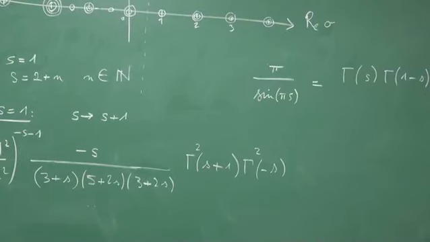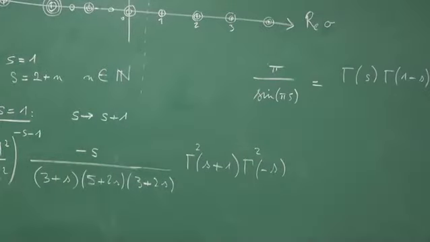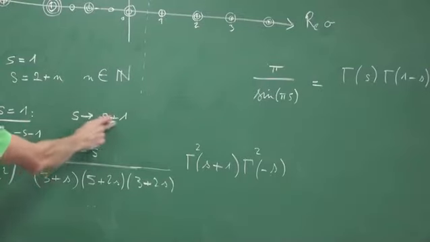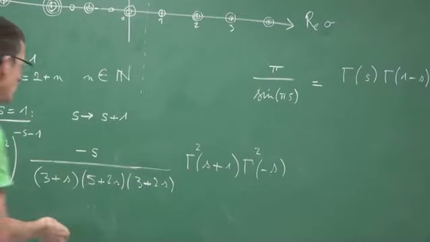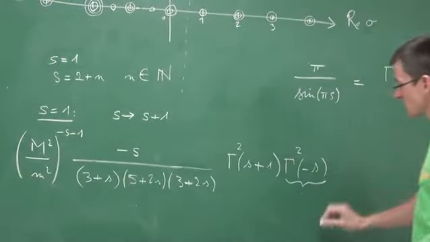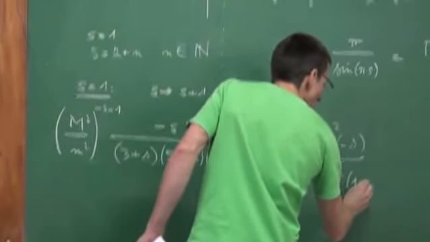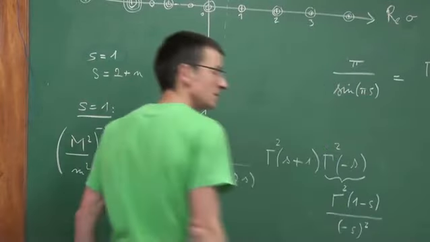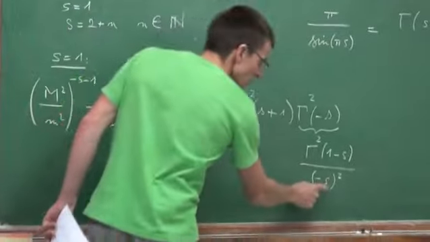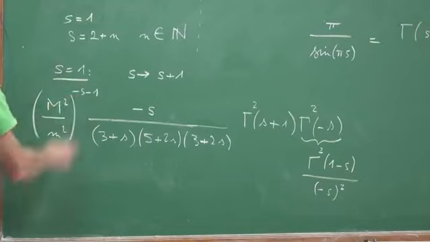And now I will exhibit the singularity because this is singular at s equal to 0. I did this change of variable to get the singularity at s equal to 0. So I have to rewrite this, using this equation here, as gamma of 1 minus s squared divided by minus s squared. This allows me to extract the singular part of my integral for s equal to 1.